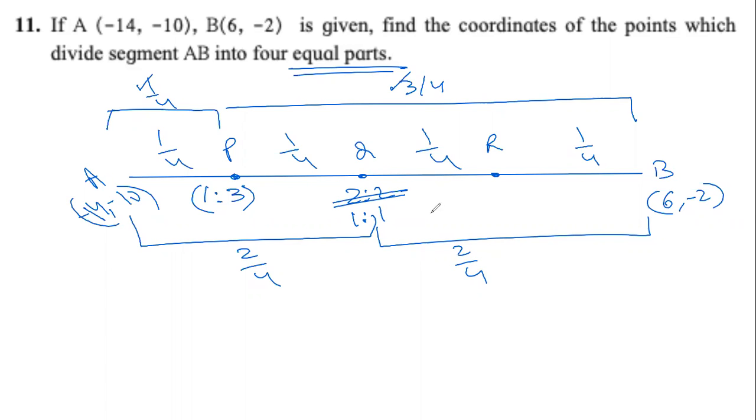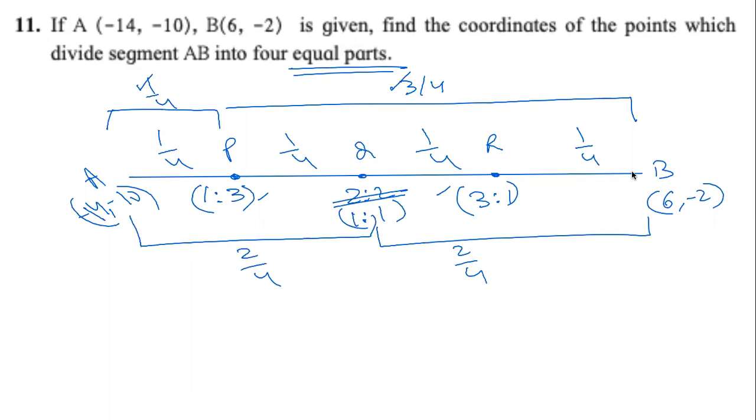Now let us see how quickly you can tell me what will be the ratio for R. Very good. It will be 3:1. Right? It will be the opposite. 3:1. So once again, you know x1, y1, you know x2, y2, you know m and n. Now you know it for 3 different cases. So you will apply the section formula 3 times.